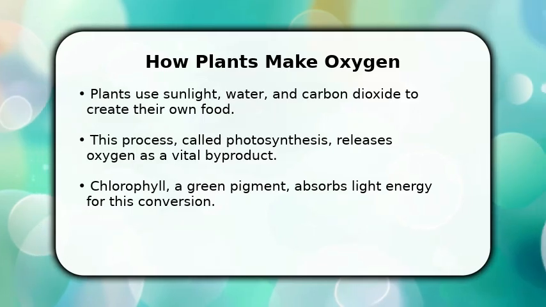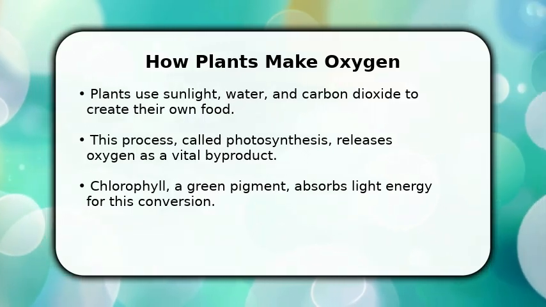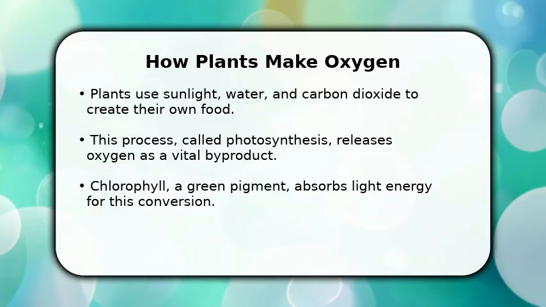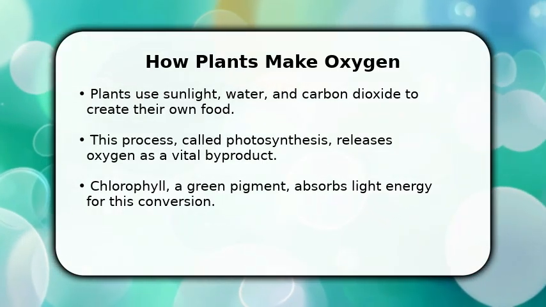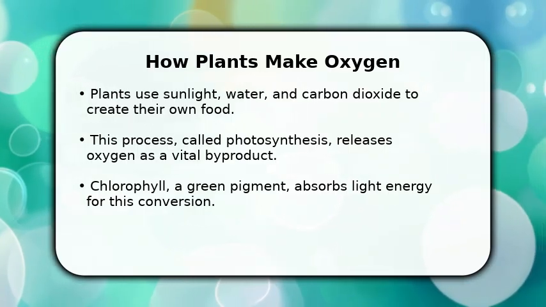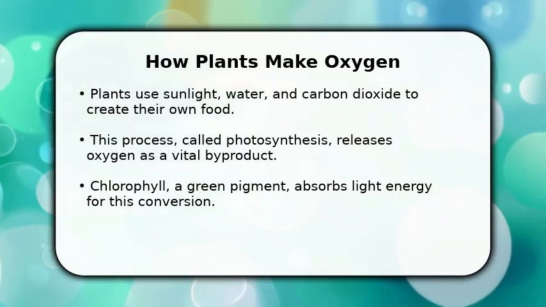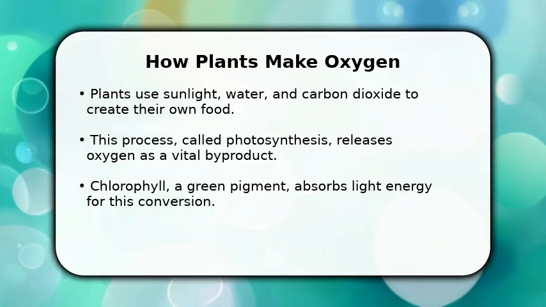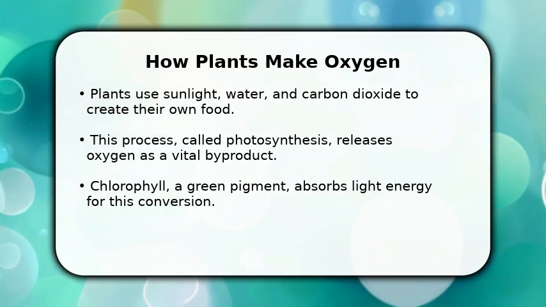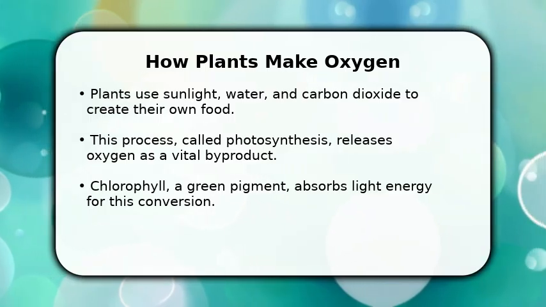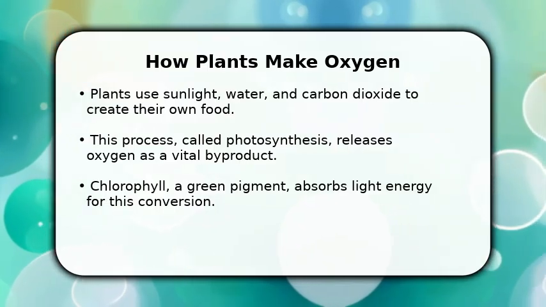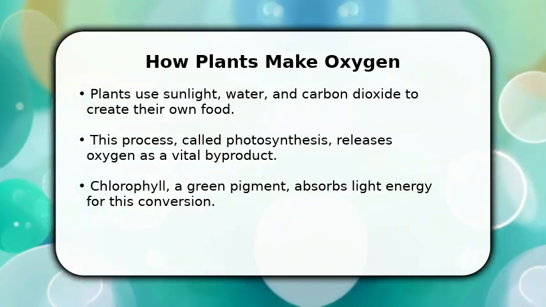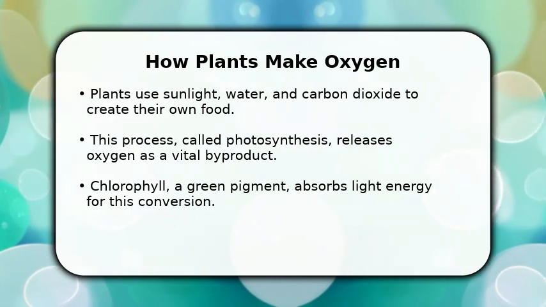Enjoy the video. In this video, I will explain how plants make oxygen. Plants are incredible living organisms that perform a vital process called photosynthesis. They take in carbon dioxide from the air, absorb water through their roots, and capture sunlight using a special green pigment called chlorophyll. Through this amazing natural process, plants convert these simple ingredients into sugars for their own energy, and in doing so, they release the oxygen we breathe.